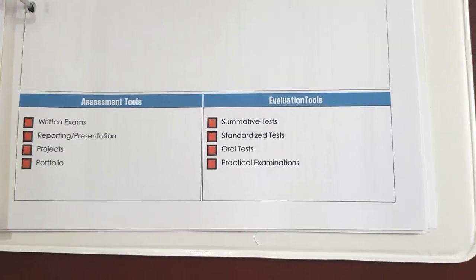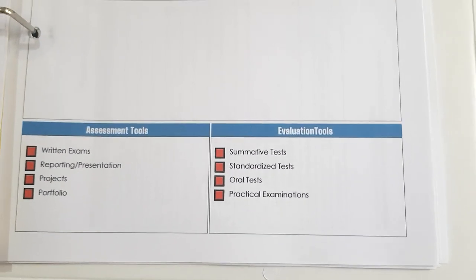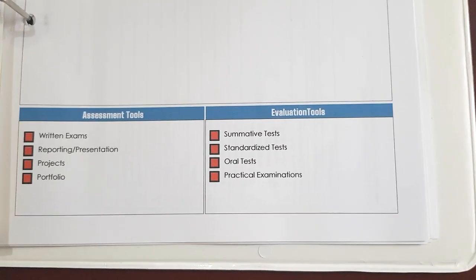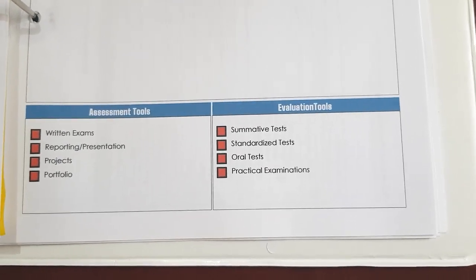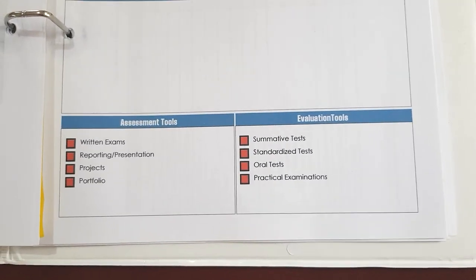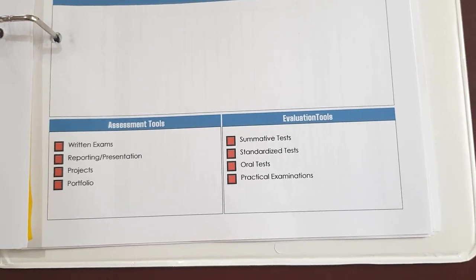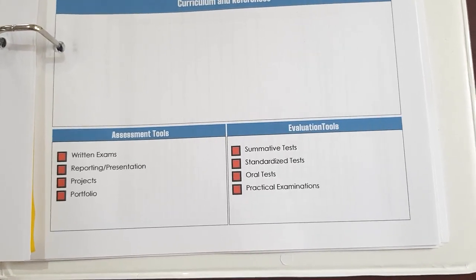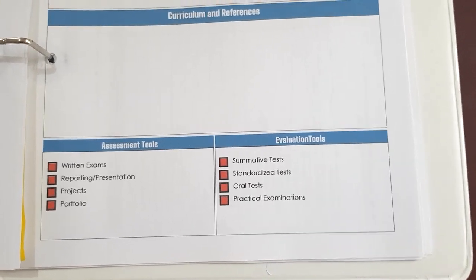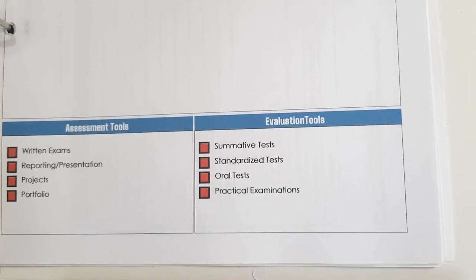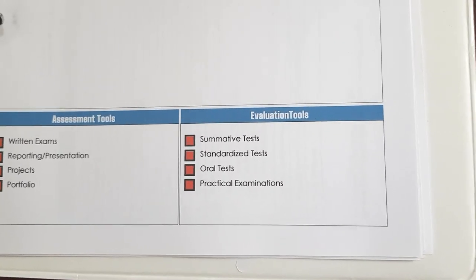And so, now, this is important. You have to plan ahead yung mga assessment tools and education evaluation tools na gagamitin nyo. Like, for example, with English, okay? So, with English, ang gagamitin kong assessment tools ay written exams. I'm gonna have also reporting and presentation, projects, and yung portfolio. So, evaluation tools ay summative tests, standardized tests, oral tests, and practical examinations.